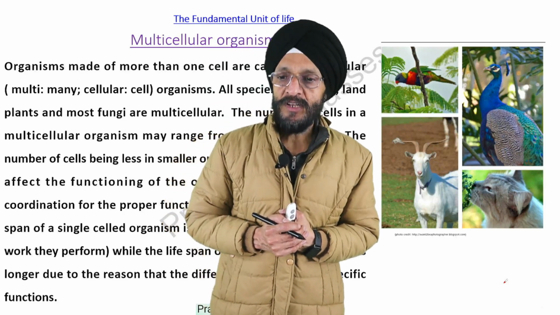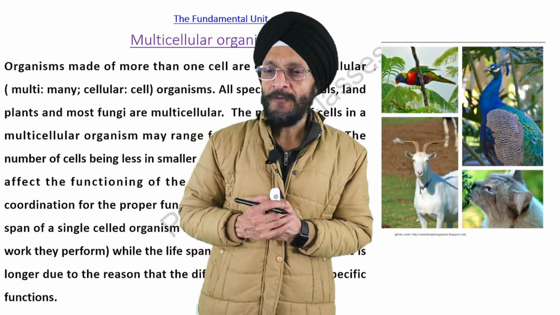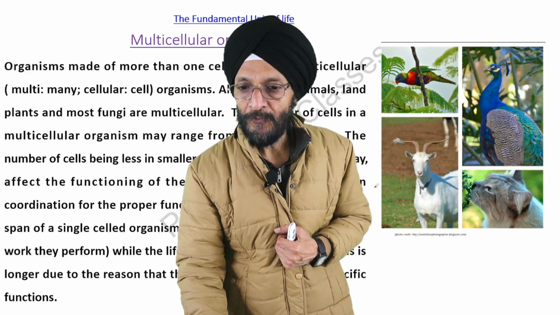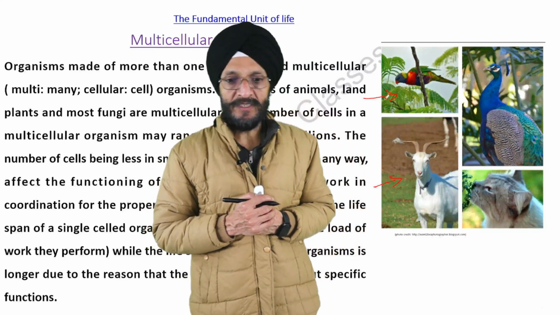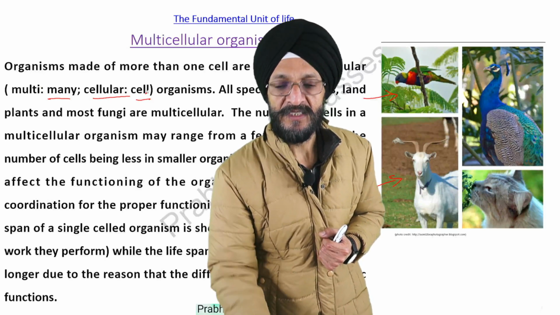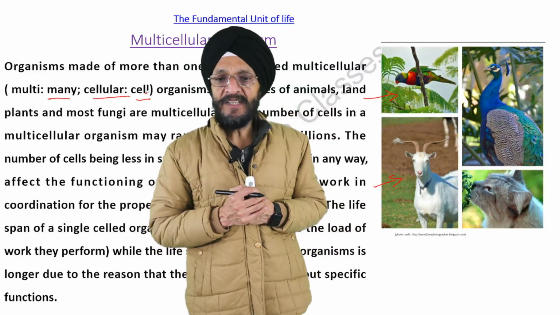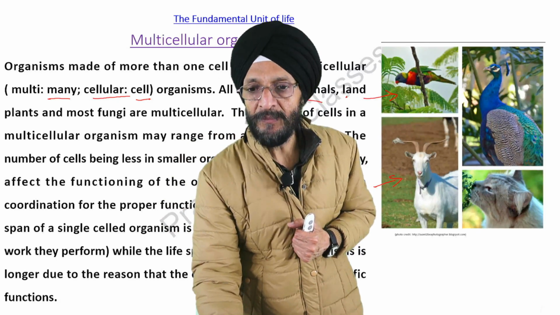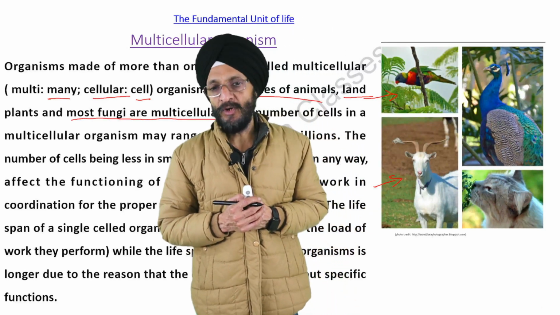Now, multicellular organisms. You here can see the photographs of beautiful multicellular organisms. These are the four pictures of different multicellular organisms. Multi means many, cellular means cells. It means that there are many cells present in the multicellular organisms. All the species of animals, land plants, and most fungi are multicellular.